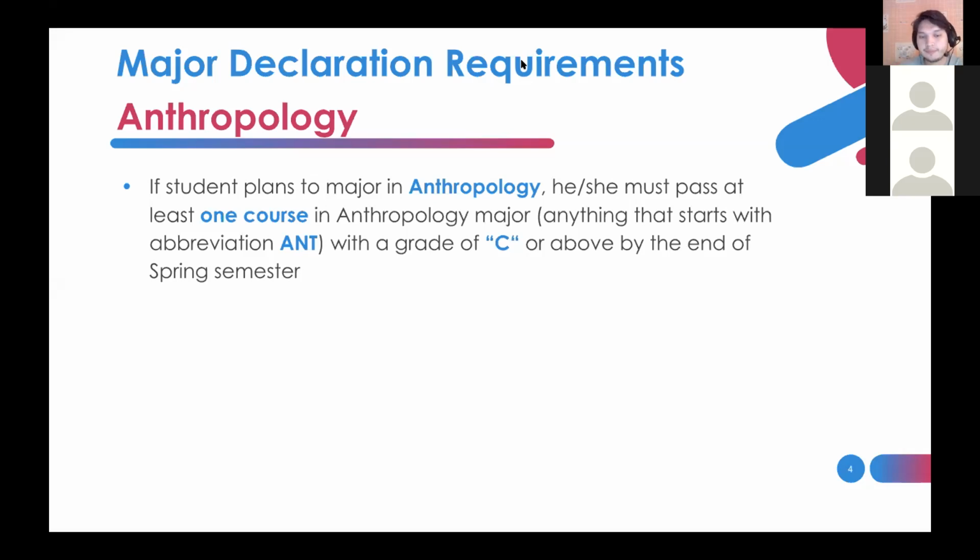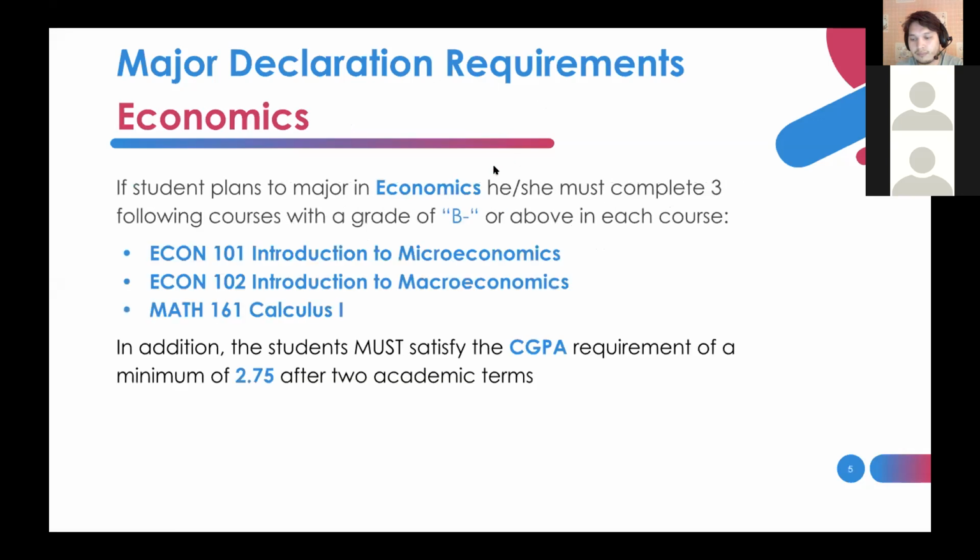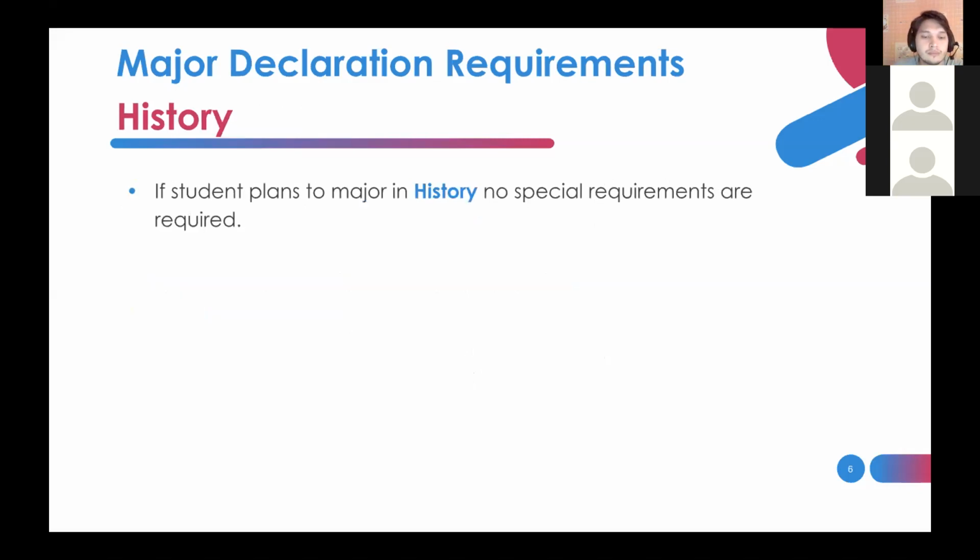So for anthropology major, you should pass at least one course in anthropology with a grade of C or above. For economics major, you need to complete Econ 101, Econ 102, and Calculus 1 with a grade of B- and higher. And you also should have a CGPA higher than a minimum of 2.75. For the history major, there are no special requirements, but you should take some history courses to complete your degree requirements. But for major declaration, there are no specific requirements.